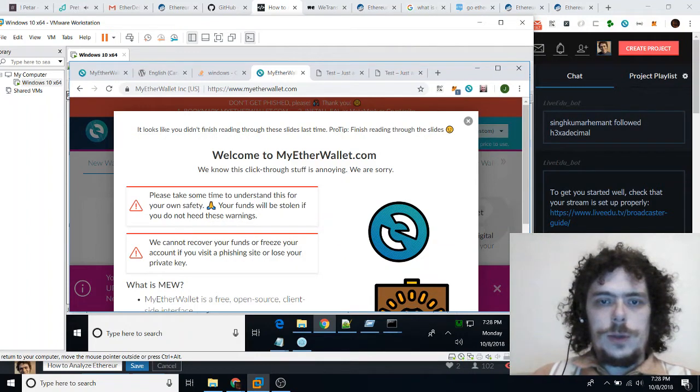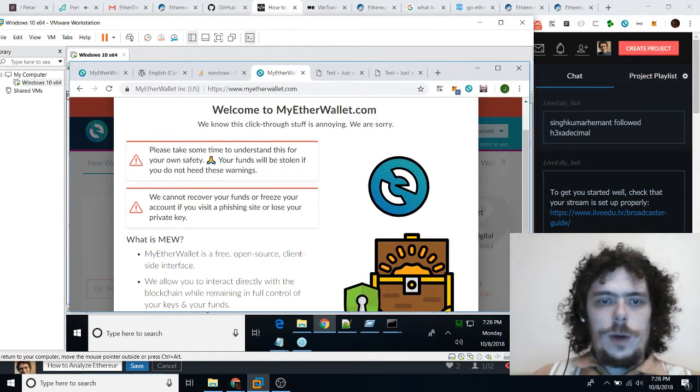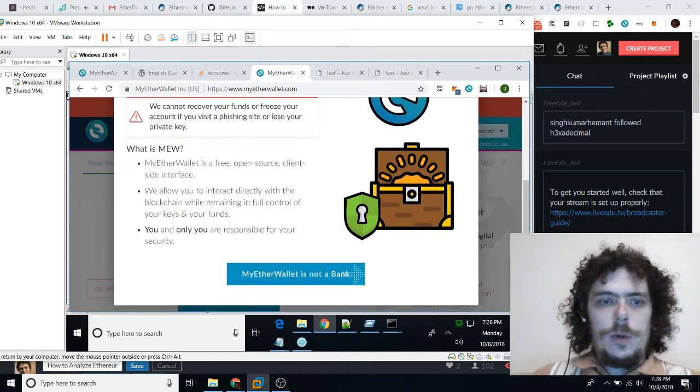We know this click-through stuff is annoying. We are sorry. Please take time to understand this is for your own safety. Your funds will be stolen if you do not heed these warnings. We cannot recover your funds or freeze your account if you visit a phishing site or lose your private key. What is MEW? MyEtherWallet is a free, open-source, client-side interface. We allow you to interact directly with the blockchain while remaining in full control of your keys and your funds. You and only you are responsible for your security.